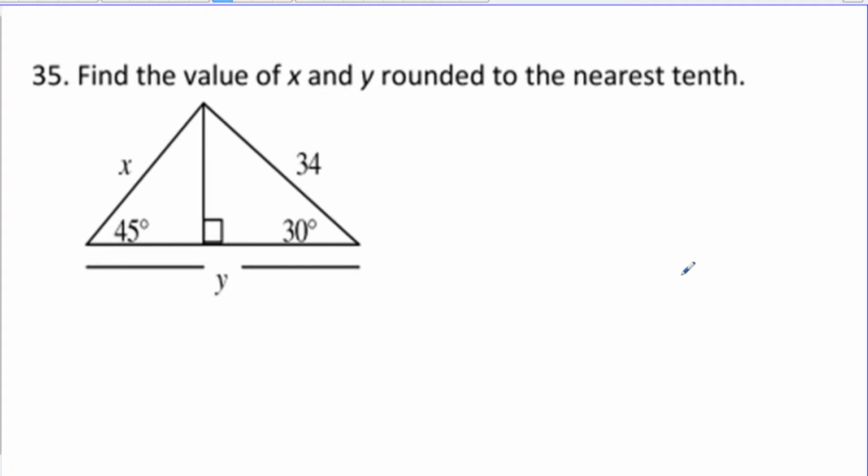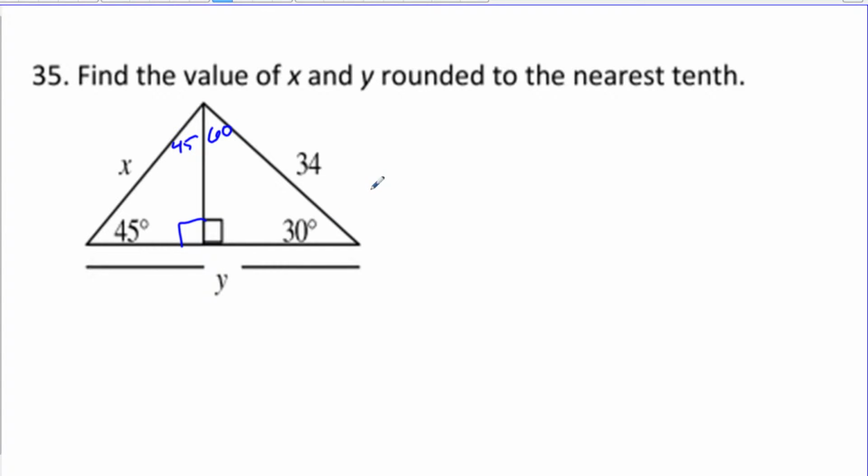Okay. Problem 35 is asking us to find the values of x and y. So again, right away what I'm noting is I'm seeing a 30 and a 45. I'm just going to fill in the rest of these angles. This one's a 60, and this one's also a 45, and a 90 down here. All right, and now I'm going to look for sides that I have information about, and really the only side I know about is the 34. So I'm really going to work on this 30, 60, 90.